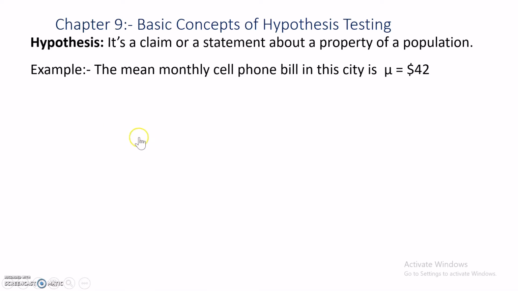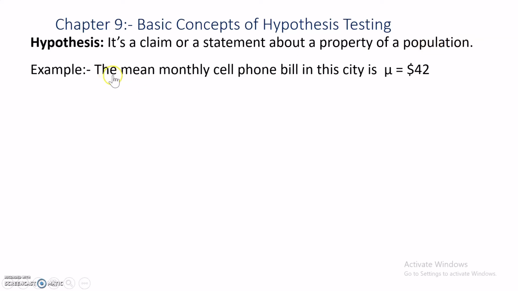So first off, what is a hypothesis? It's a claim, a statement, or an assertion about a property of a population. You give a statement, or you make a certain claim about the population. That can be something about the population mean, the population standard deviation, or the population proportion. But in this chapter, we will only talk about the population mean. We are testing the hypothesis for one population mean.